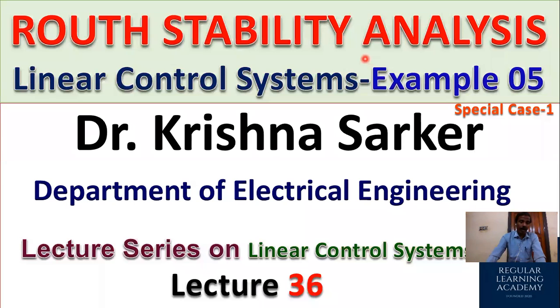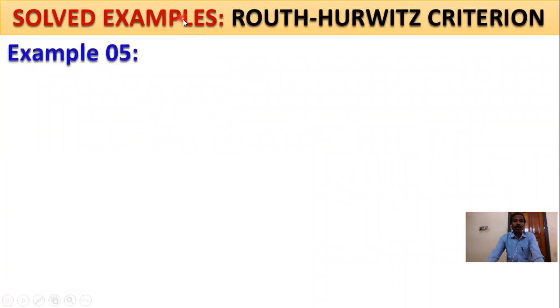Hello everyone. In this session, I will discuss Routh stability analysis, example number 5. This is special case 1 in the lecture series on linear control systems, lecture number 36. So this is example 5, special case Routh stability analysis. Solved example. What is example 5?